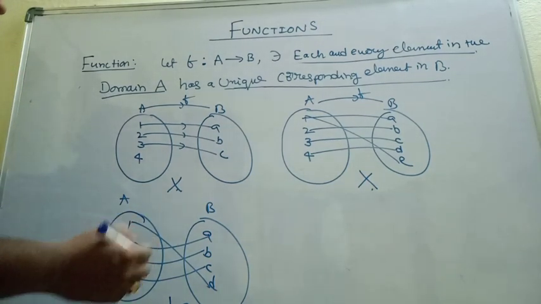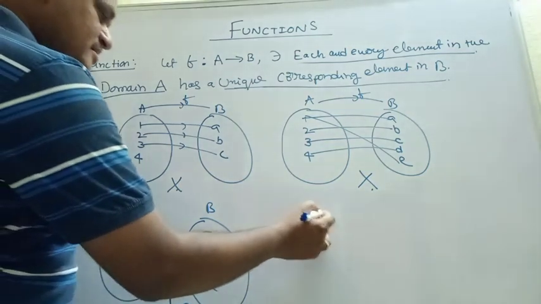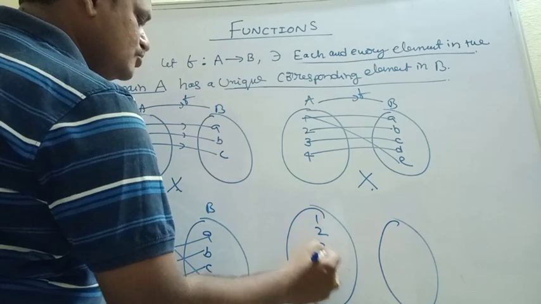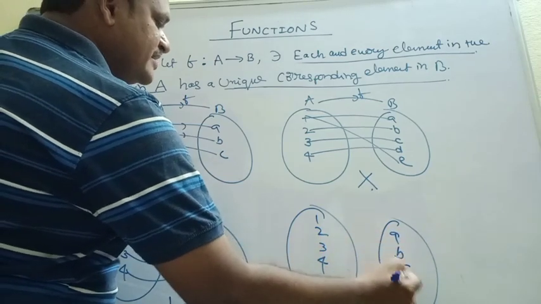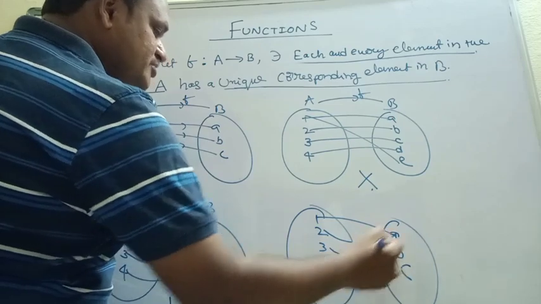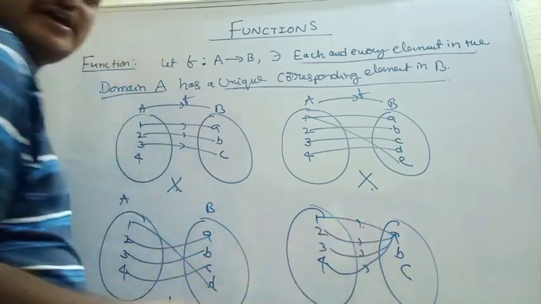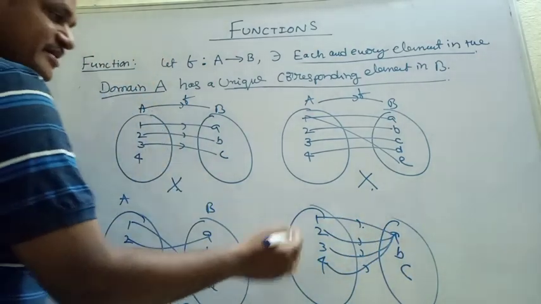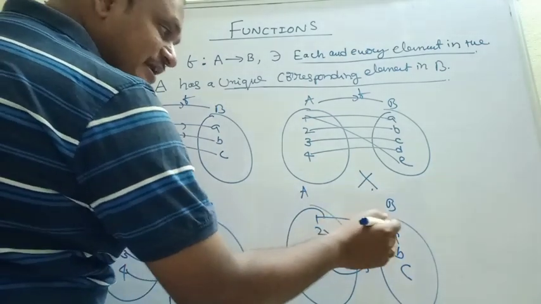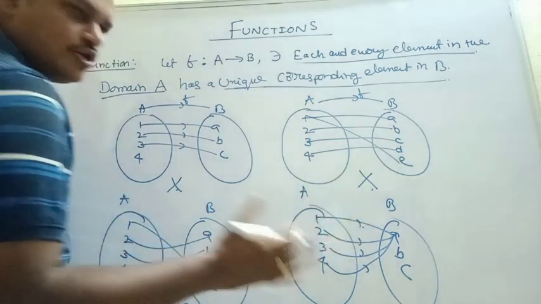Now we have another example. Suppose I have here 1, 2, 3, 4 and A, B, C. 1 corresponds with A, 2 with A, 3 with A, 4 with A. Is it a function? Yes, it is a function. Each and every element in the domain corresponds with only one element in the codomain. Even if that may be the same, no problem.